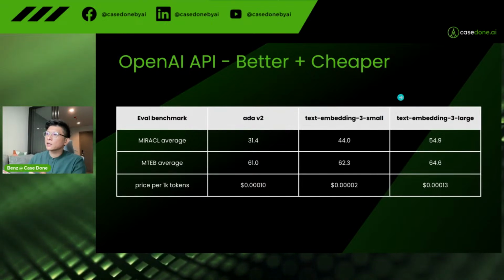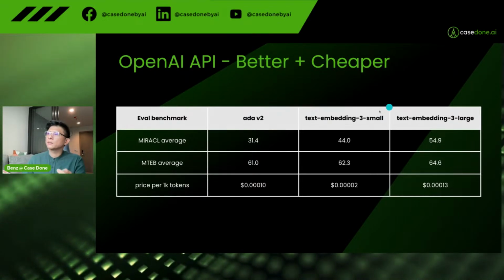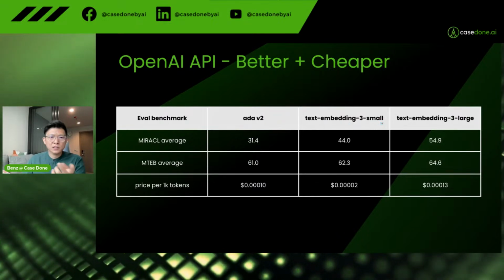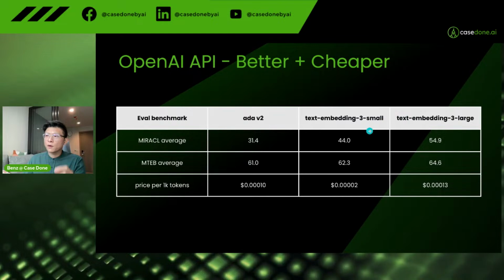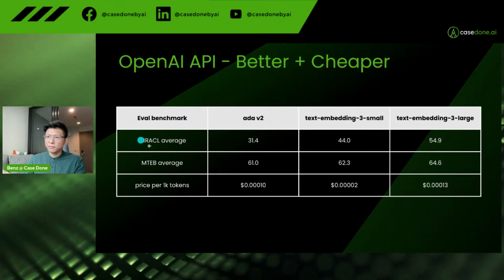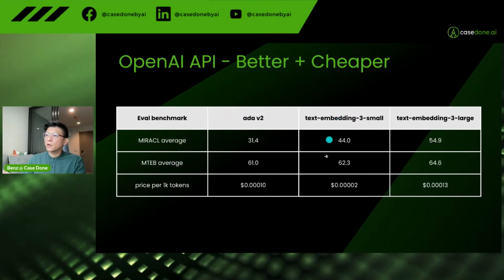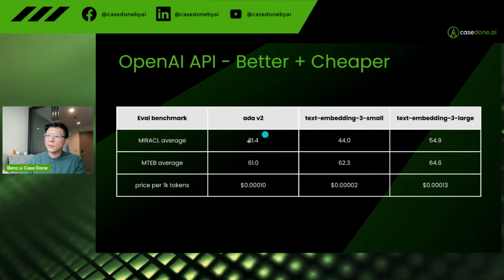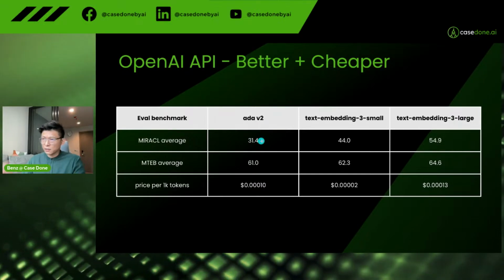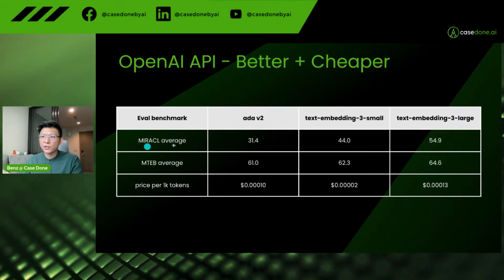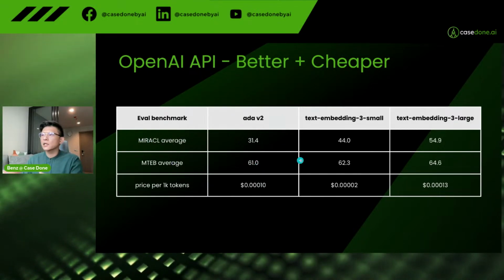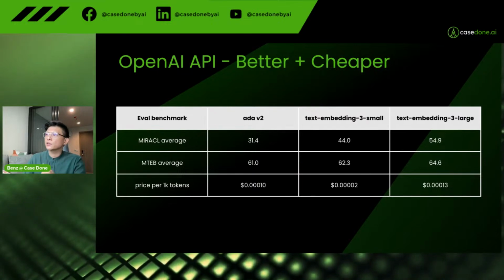So OpenAI has released embedding model number 3. It has two versions, the small one and the large one. The performance is significantly better than the previous models. On this benchmark, the new model improved significantly, maybe like 10% over their previous model. This is the multi-language benchmark. This is an English-only benchmark. In terms of English, the improvement is not that significant yet.